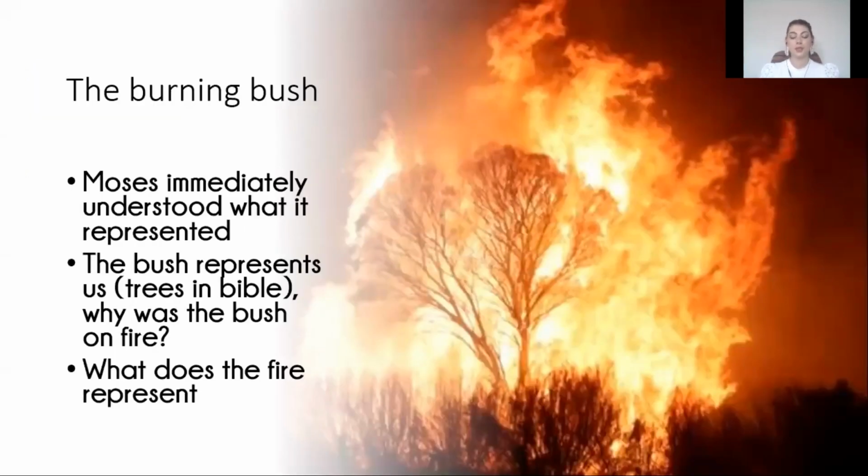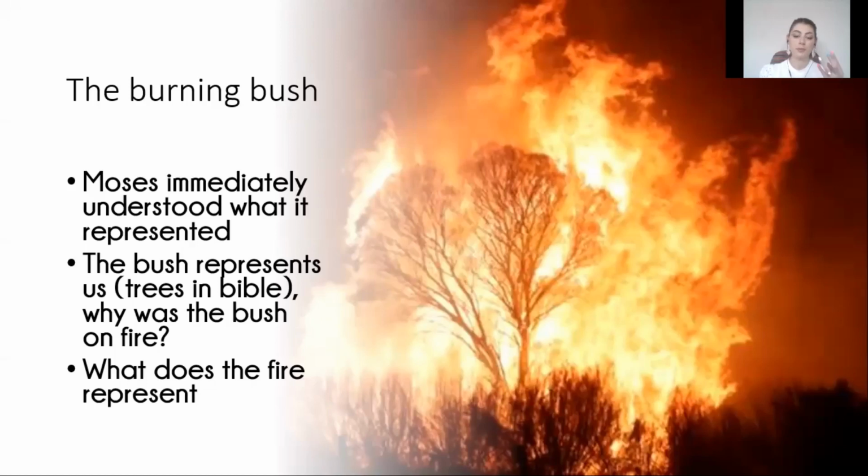So the burning bush, Moses immediately understood what it meant. In Hebrew culture and in their understanding of things, trees have always represented mankind. If you read of any tree in the Bible, see that tree as a people or as a person. So Moses was looking at this bush, seeing it was burning, and realizing that it's not burning up. And he immediately understood what it meant. It meant that the tree, the people, is on fire.